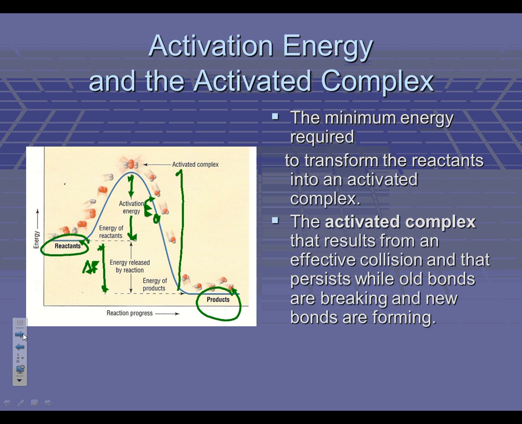From here to the top of the curve is what's known as E of A prime. E of A prime tells me if I went backwards, if I started at my products and I went to my reactants, then I would need that much energy to get up over the curve.